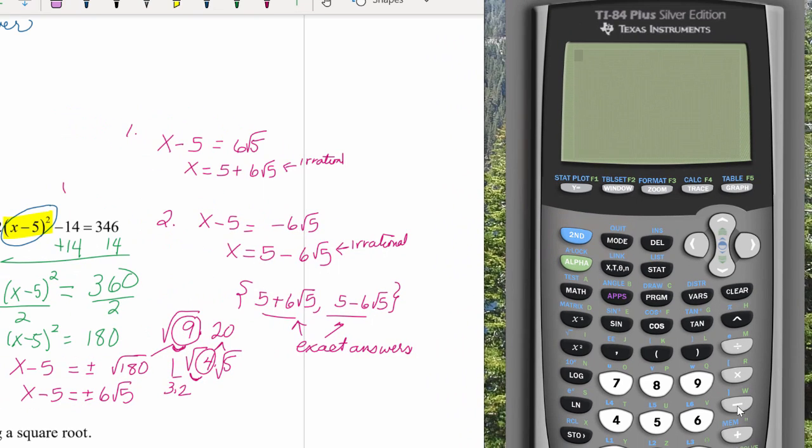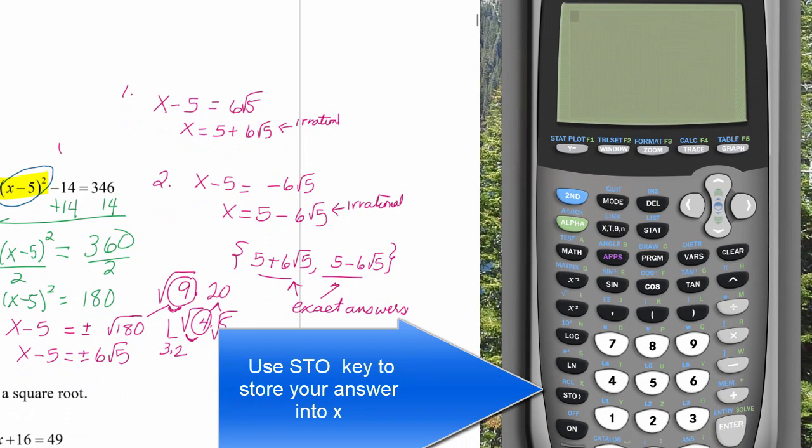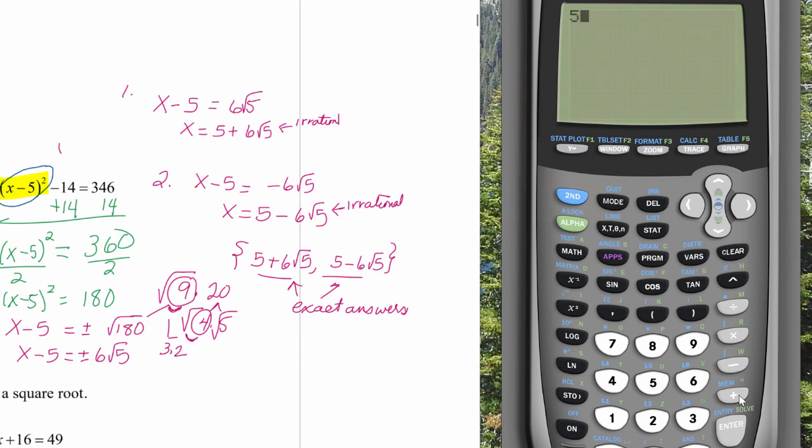Okay, so here we are at the calculator, and I'm going to use that Sto key again that I've used before. So I'm going to take one of these 2 answers to check. So I'm going to use 5 plus 6 square root of 5. And then I'm going to store that in x and hit enter. It gives me the decimal approximation, right?